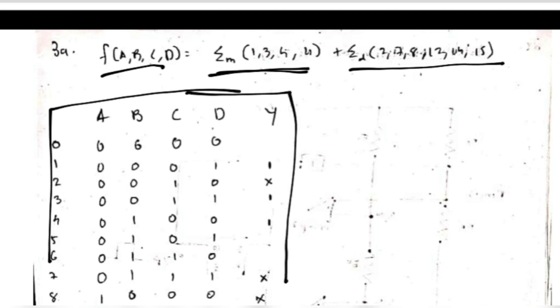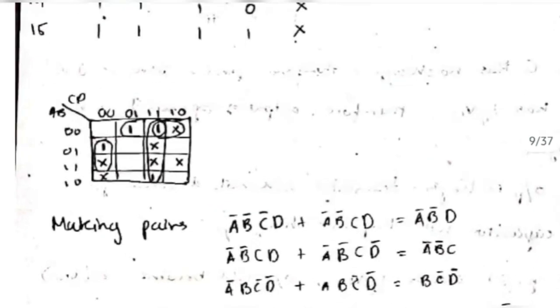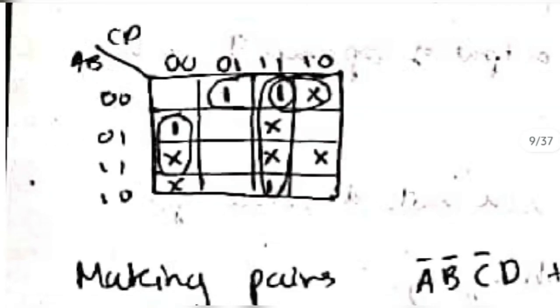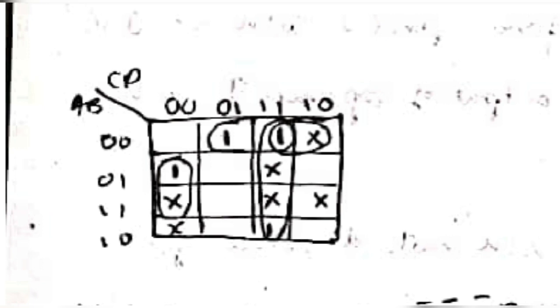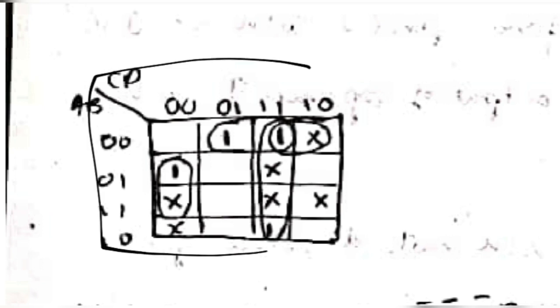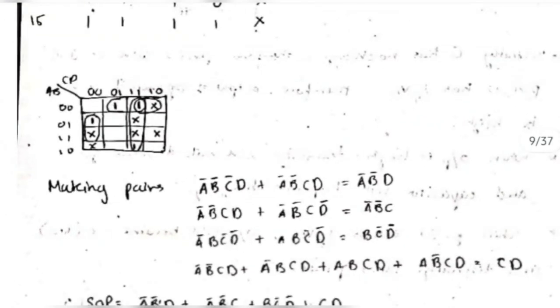Then after that we'll make this table. In this table the corresponding min terms will be marked as high, and the don't cares will be marked as X here. After doing this we'll make the K map. If you don't know how to make the K map, I have made that video in ADE module 2 and 3. I have explained in detail how to make the K map, and after making this K map you have to make this equation.